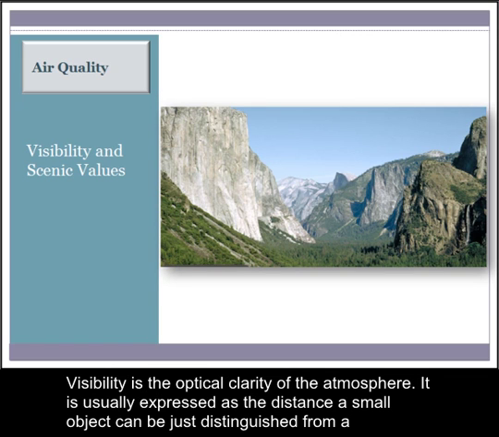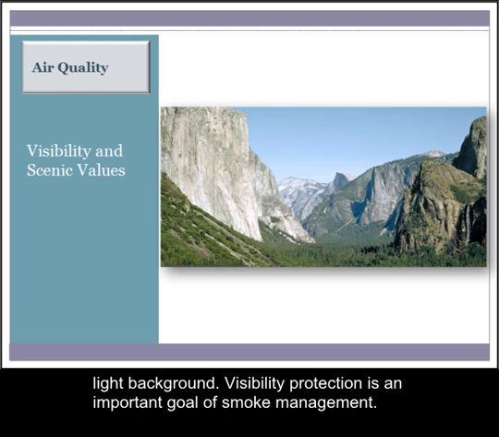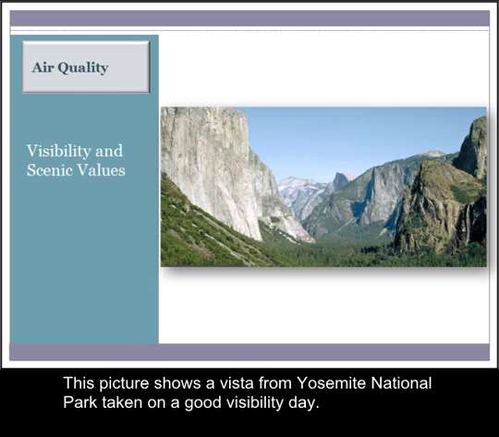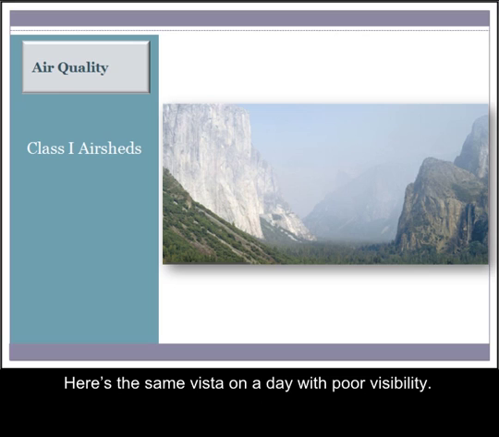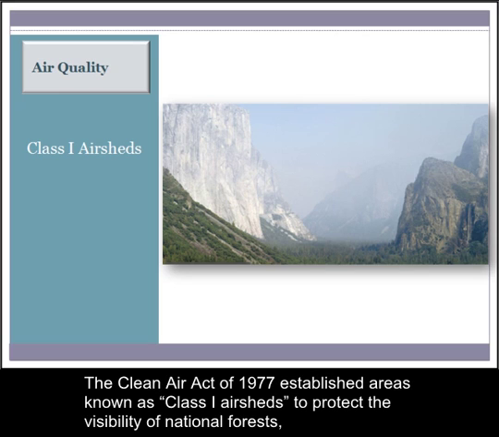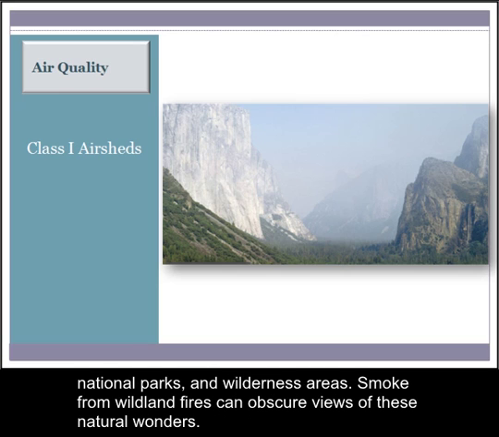Visibility is the optical clarity of the atmosphere. It is usually expressed as the distance a small object can be just distinguished from a light background. Visibility protection is an important goal of smoke management. This picture shows a vista from Yosemite National Park taken on a good visibility day. Here's the same vista on a day with poor visibility. The Clean Air Act of 1977 established areas known as Class 1 airsheds to protect the visibility of national forests, national parks, and wilderness areas. Smoke from wildland fires can obscure views of these natural wonders.